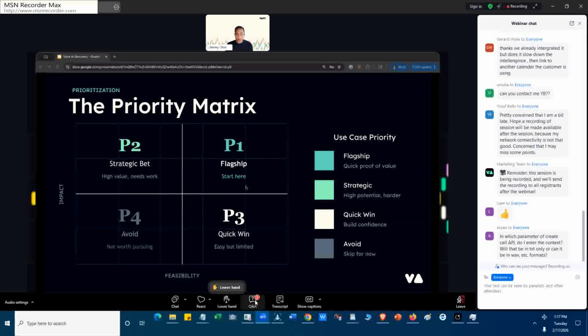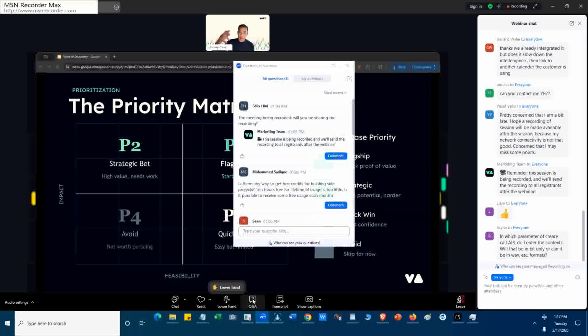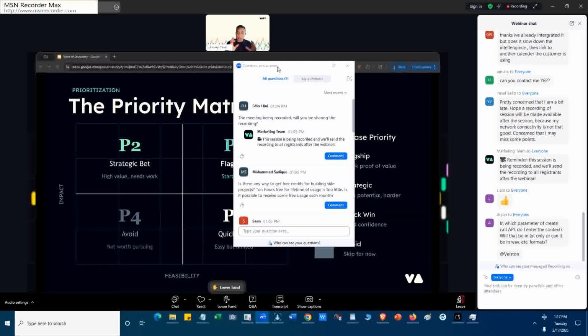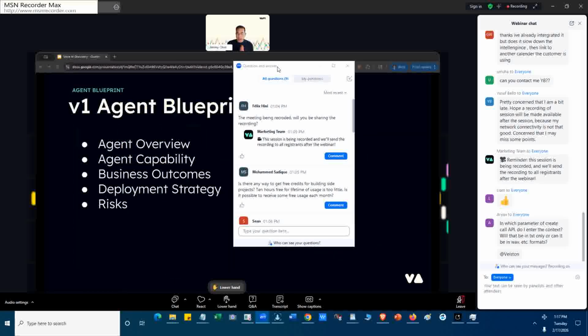Later in today's webinar, I'm going to walk through an example of how we do this basically step by step. So right now I'm just covering the conceptual part of the framework, but we're going to get more practical. So once you've had your use cases P1 through P4 all ranked and stacked, you're going to take the first use case that you want to automate, and then you're going to create your V1 agent blueprint.